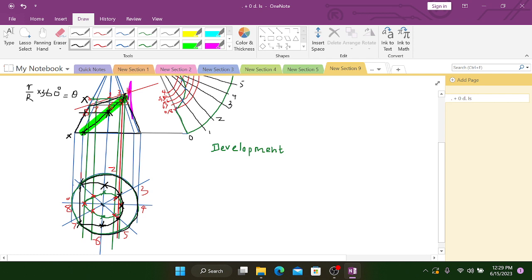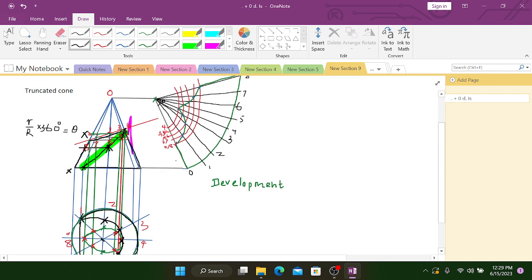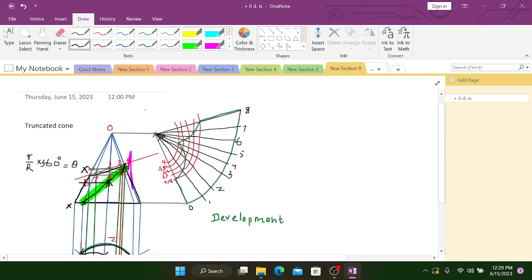Okay, this is my remaining object. This is my plan view, newest plan view. Then we will see how the development of the object is coming. Let's see.